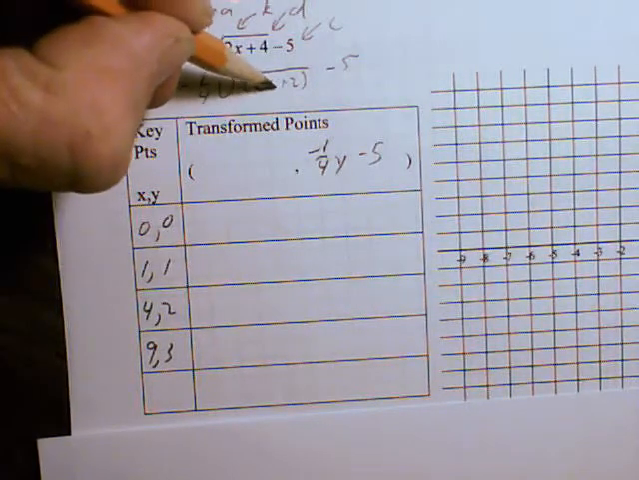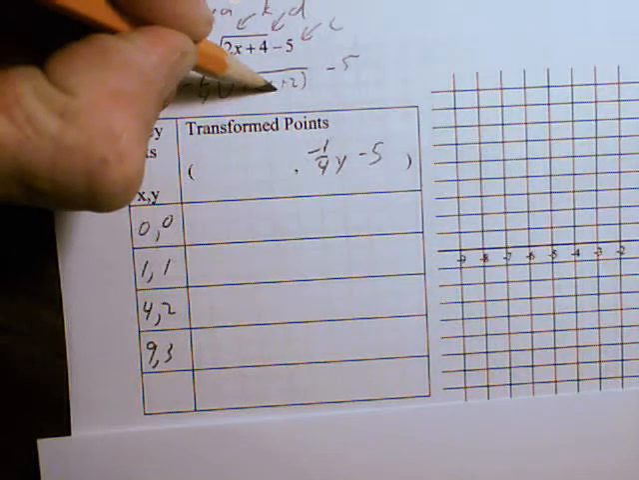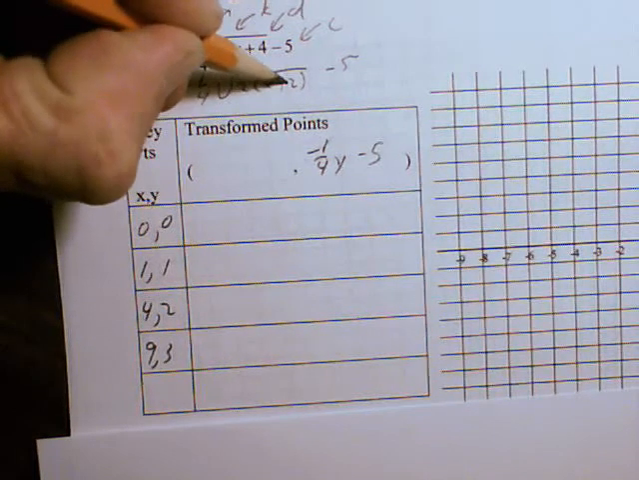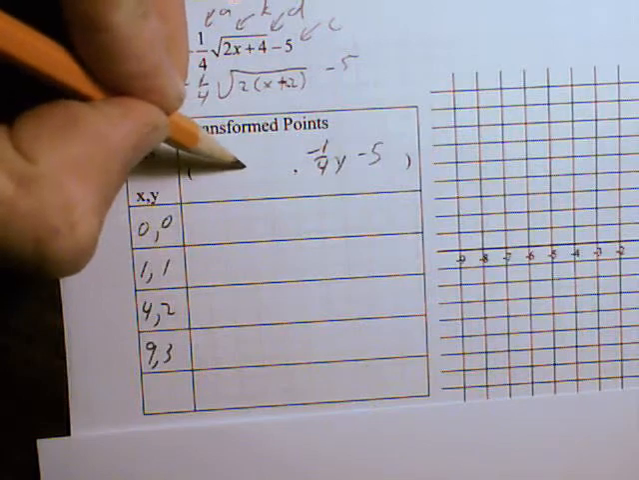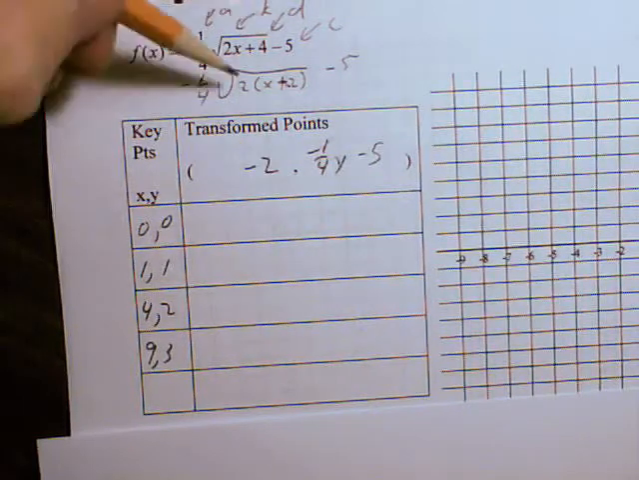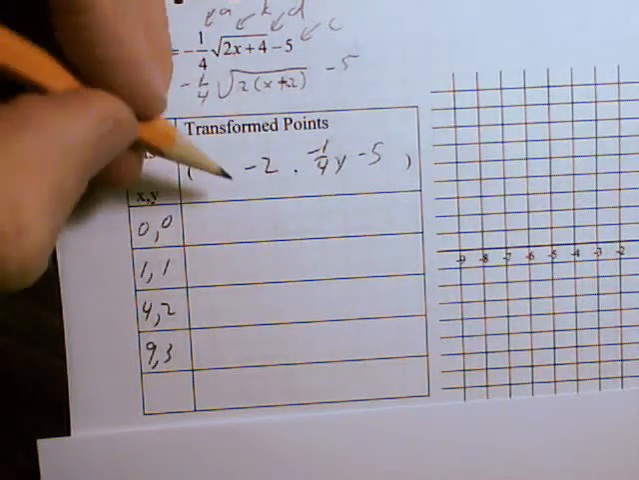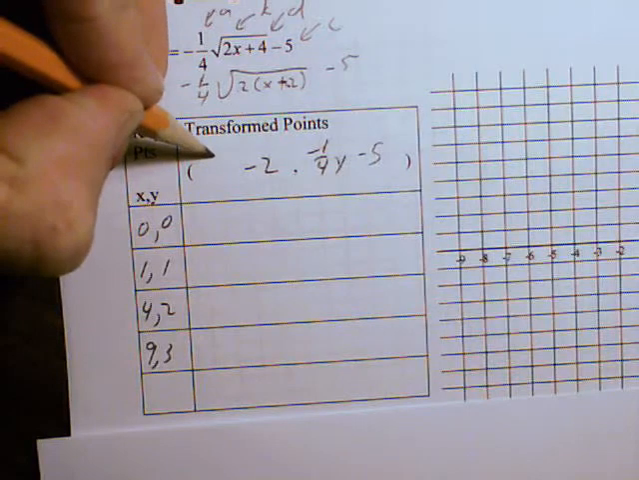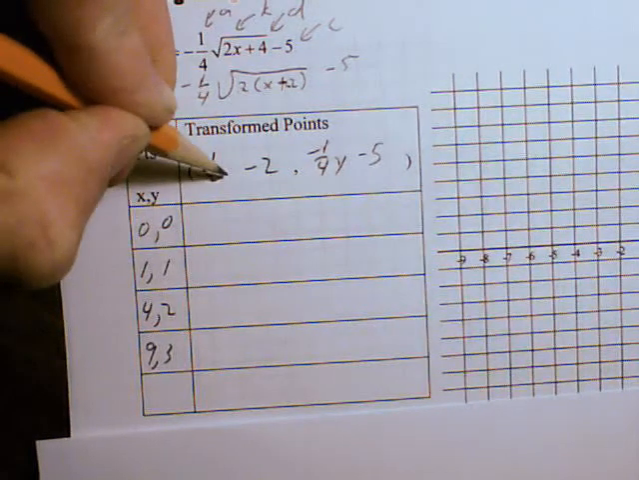For x, I'm going to do the opposite to what's inside the bracket. So instead of a plus, I'm going to do minus. So I'm going to do minus 2, and since I have a 2 for a k value, I'm going to multiply by 1 over k, so it's going to be 1/2 x.